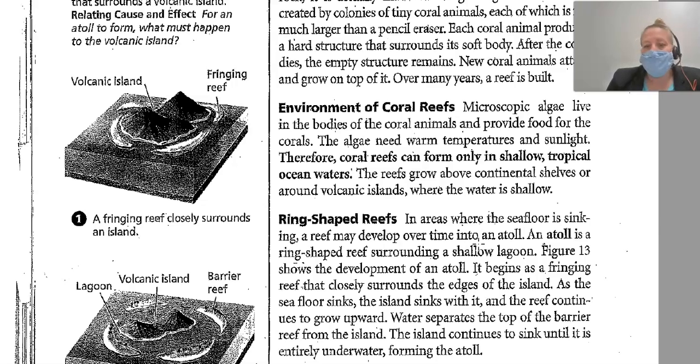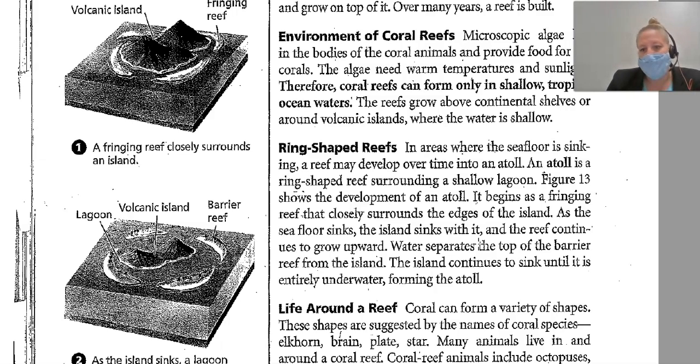Environment of coral reefs. Microscopic algae live in the bodies of the coral animals and provide food for the corals. The algae need warm temperatures and sunlight. Therefore, coral reefs can form only in shallow tropical ocean waters. The reefs grow above the continental shelf or around volcanic islands where the water is shallow.